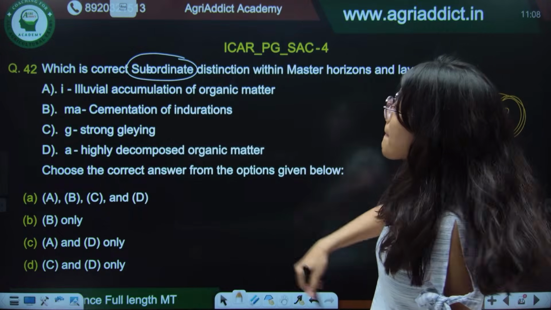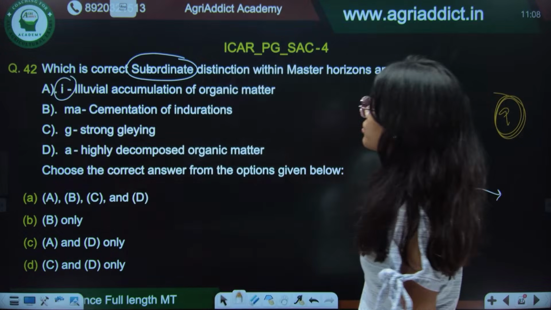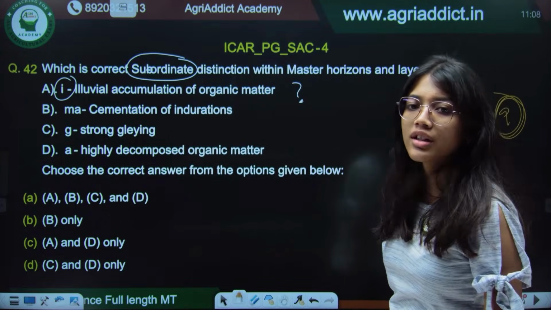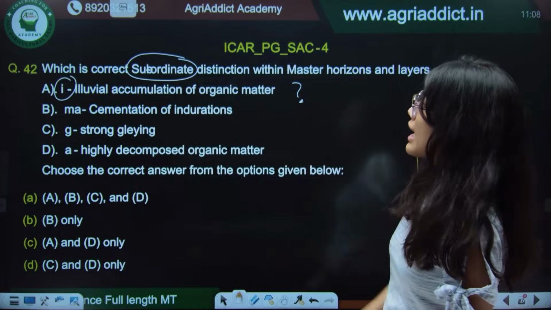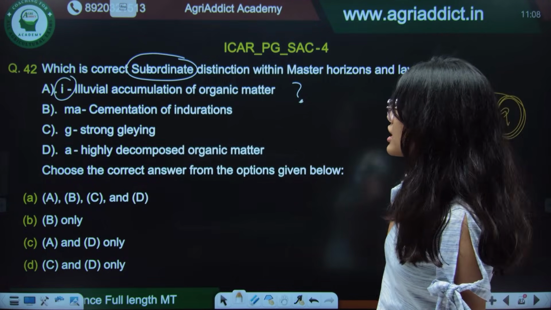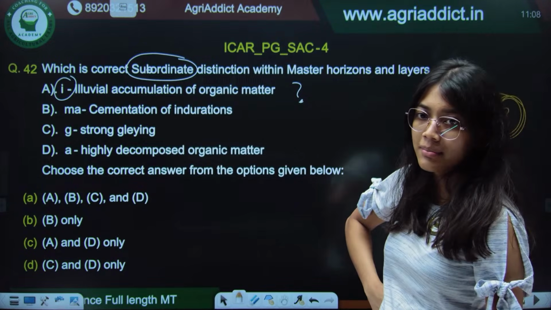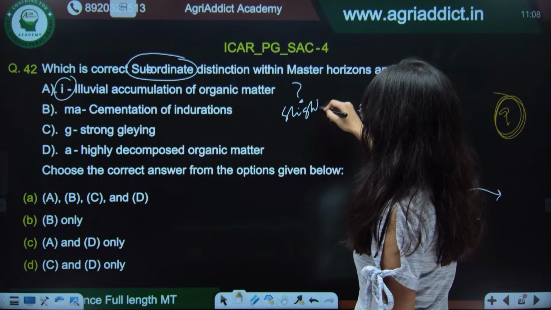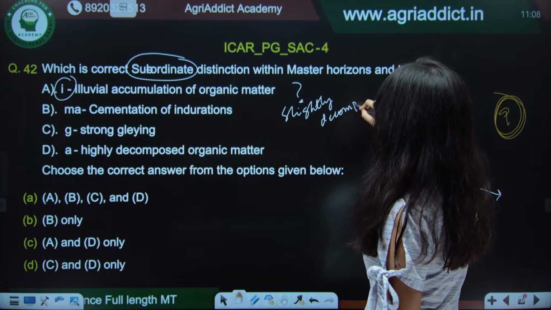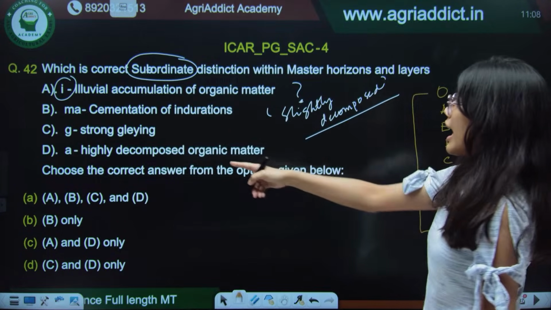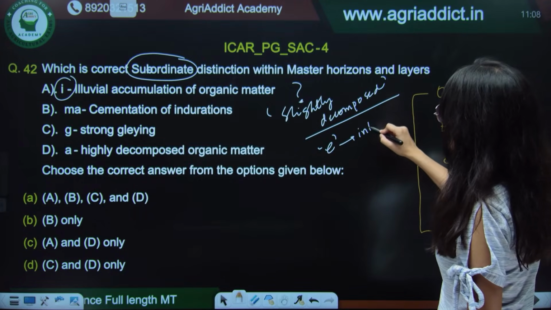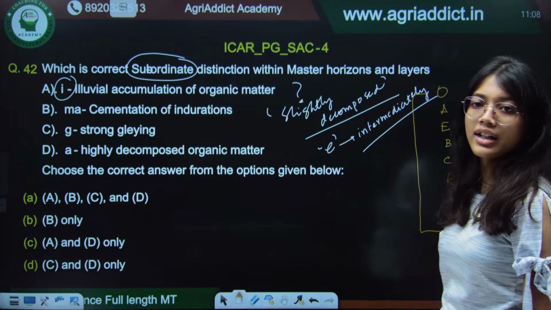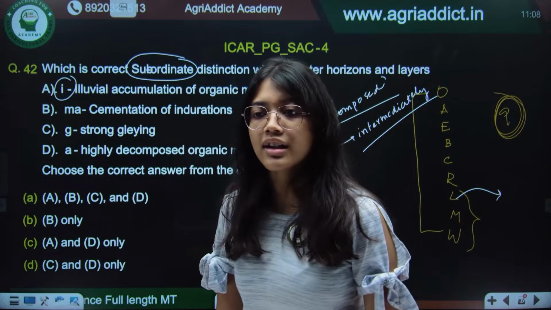Okay, so this I will tend to be illuvial accumulation of organic matter, whether or not this is true. MA is cementation or induration. G is strong gleying. A is highly decomposed organic matter. So, whenever there is I, it will be slightly decomposed organic matter. Okay, slightly decomposed organic matter is referred by I, and E is referred to as intermediately decomposed organic matter. So, what will be the correct answer?